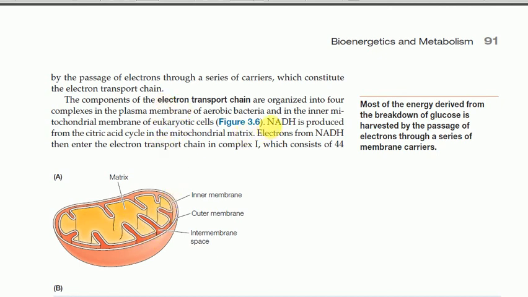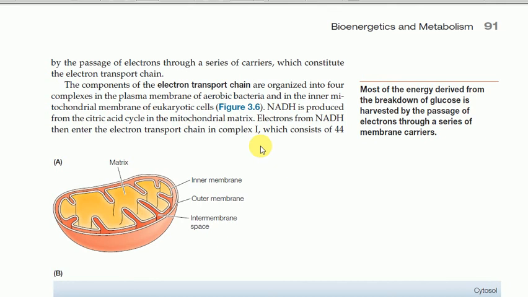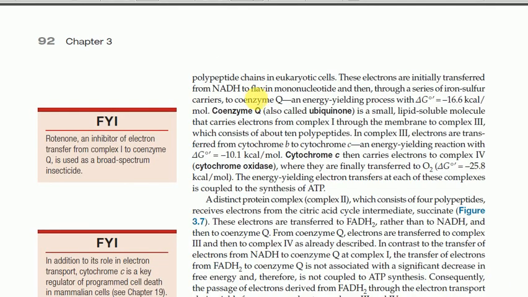So NAD is produced from the TCA or citric acid cycle in the mitochondrial matrix. Electrons from NAD then enter the electron transport chain at complex 1, which constitutes 44 polypeptide chains in eukaryotic cells.